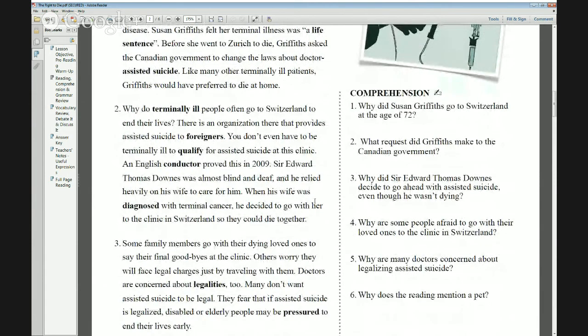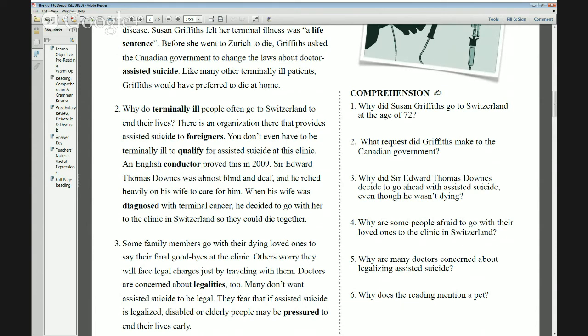So let's look at these questions on the right about the text, some comprehension questions. So, why did Susan Griffiths go to Switzerland at the age of 72? So those who are viewing this video, try to answer the question with a complete sentence. So the answer would be Susan Griffiths went to Switzerland at the age of 72 because she was terminally ill and she wanted to die.